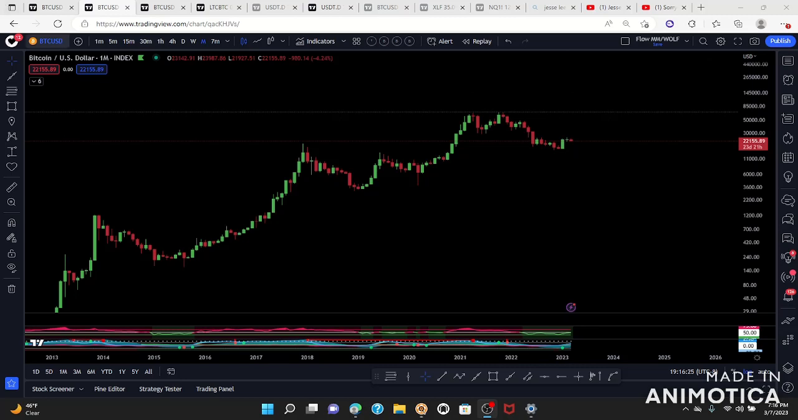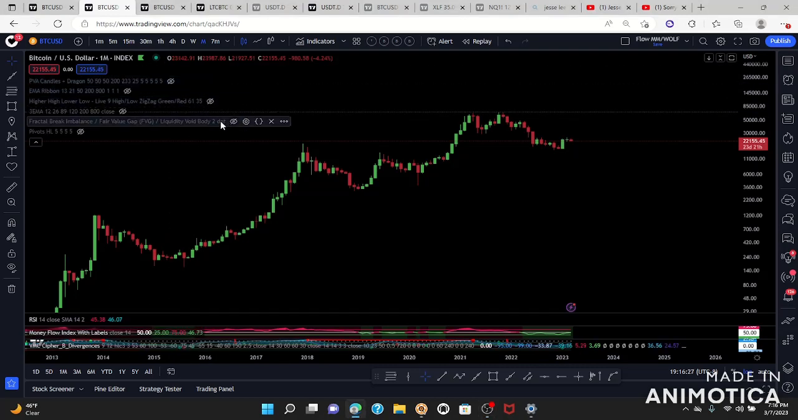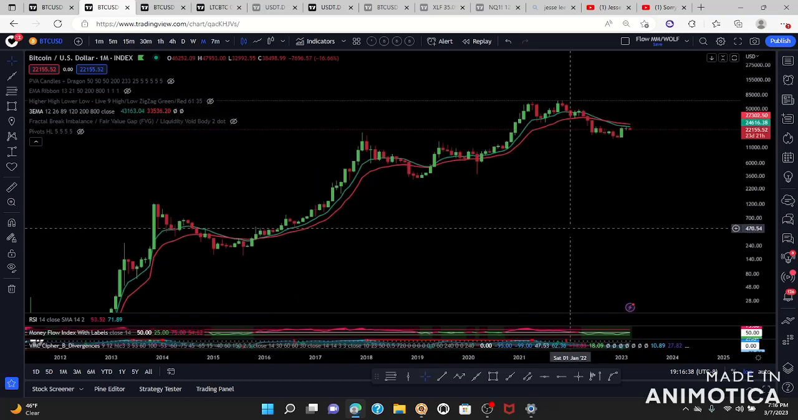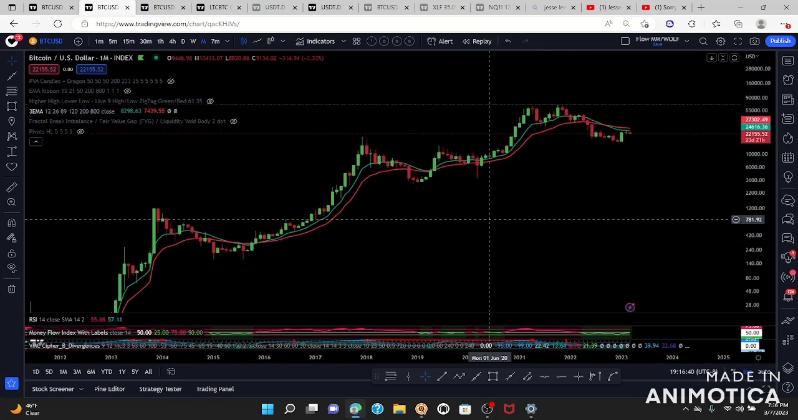We're going to start off on our monthly time frame, and from our monthly, we're going to go all the way to the 1 hour. So, monthly, weekly, daily, 4 hours, and 1 hour, and it's pretty simple. I'm going to turn on my 12 and 26 EMAs, as those are the ones that I use.